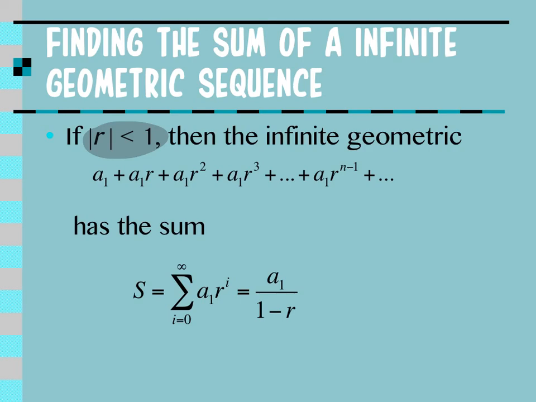Sarah, did you have a question? No. Okay. If it is between 0 and 1, once you find the absolute value, then the way you would find the sum of the infinite series, and you'll know it's infinite because it'll have a little infinity at the top, would be a sub 1 over 1 minus r. This is actually a heck of a lot easier than the ones we just did.